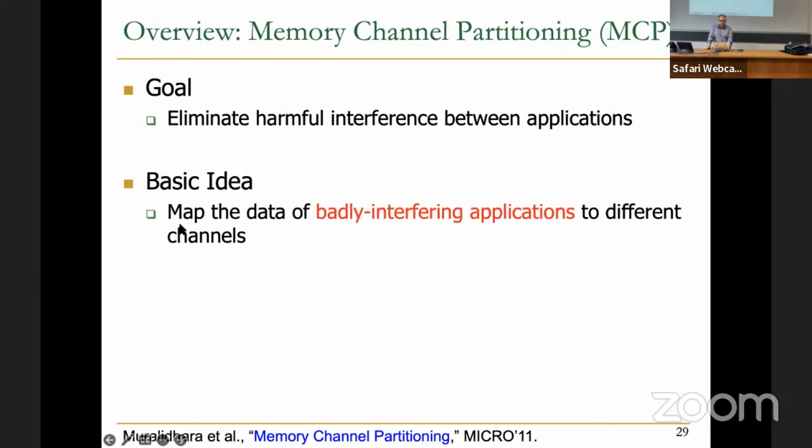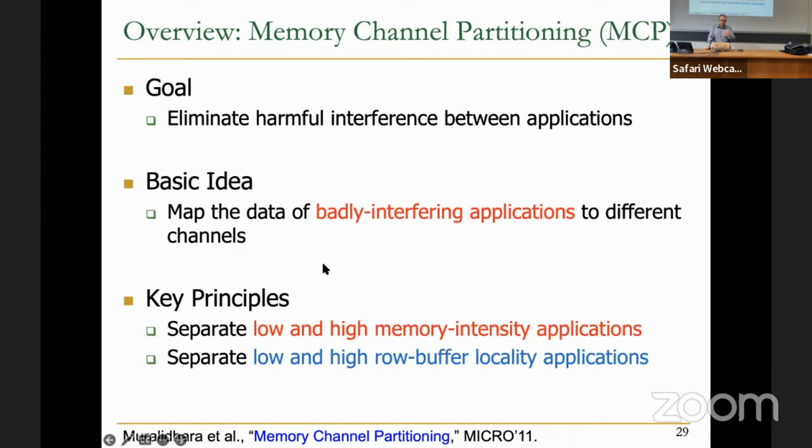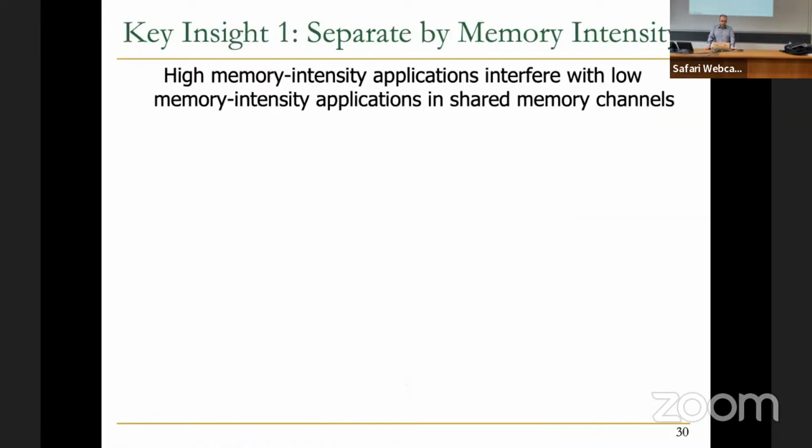The basic idea is to map data of badly interfering applications to different channels. So essentially, it also involves data mapping, like application data mapping in this domain. There are some key principles that you should consider here. We need to separate low and high memory intensity applications. And also we need to separate low and high row buffer locality applications. I will show some examples about them later.